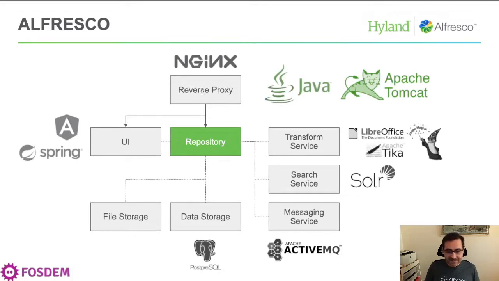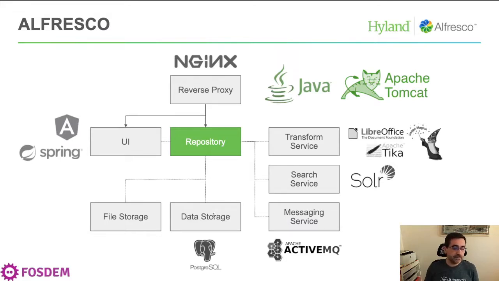Did you notice that every Alfresco service is relying on open source products? The repository, which is mainly built in Java and Spring Framework, is deployed in Apache Tomcat. The transform service uses a bundle of different open source projects like LibreOffice, Apache Tika, and ImageMagick to get the format transformations done. The search service is a wrapper of Apache Solr, while the messaging service is built around Apache ActiveMQ.